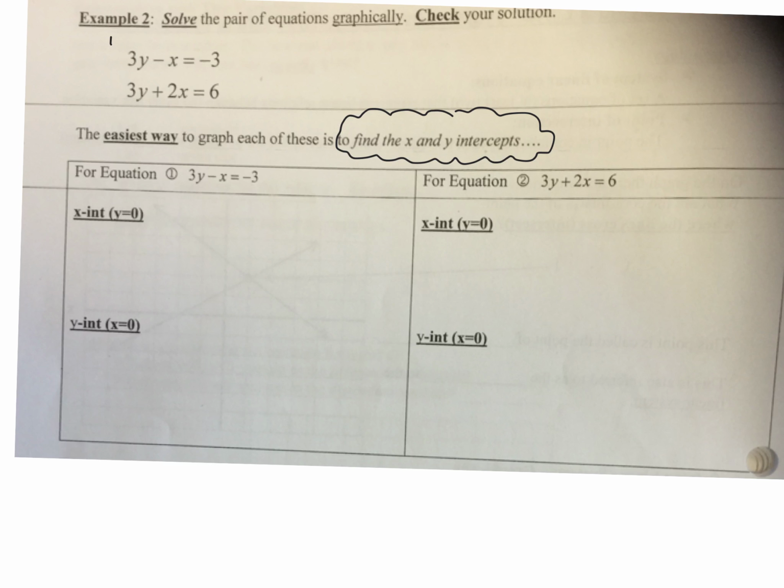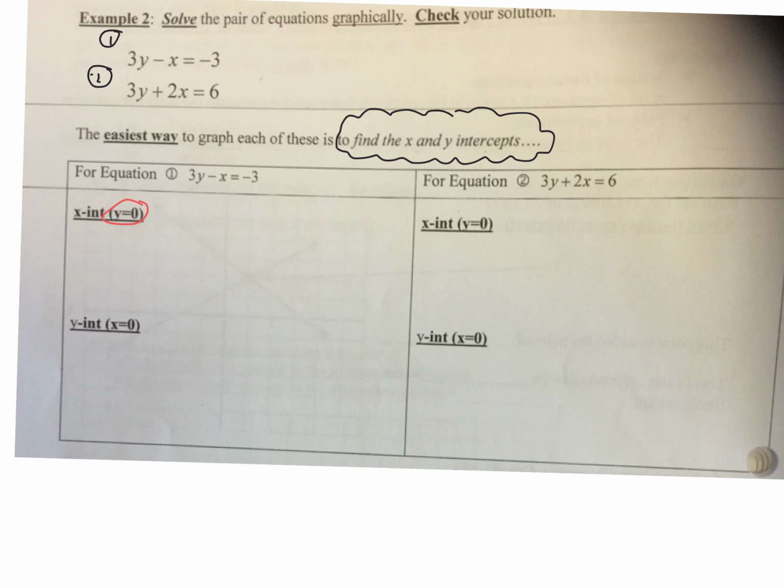So this is equation 1, and this is equation 2. We're going to start with equation 1. I'll do that one with you, and then you're going to do equation 2 on your own. To find an x-intercept, we set y equal to 0, right? We're going to graph it by finding the x and y intercepts, then plot them on the graph, connect the points and see where they intersect.